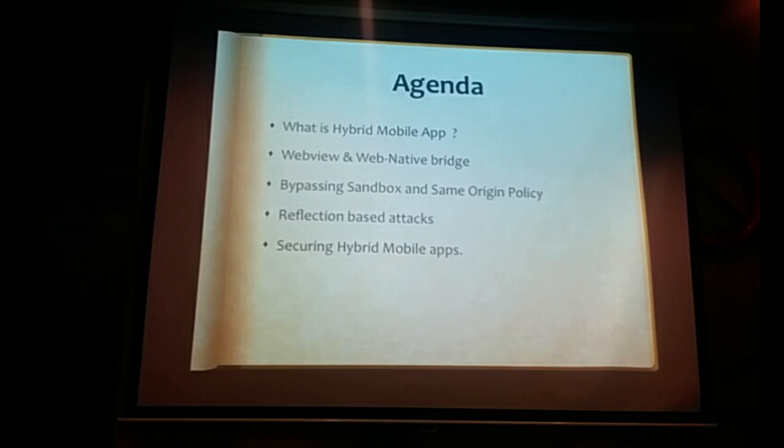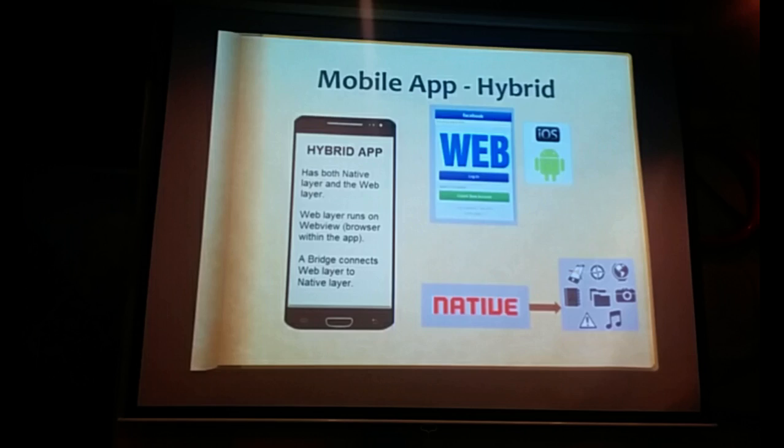Okay, so what is a hybrid mobile application? A hybrid mobile application has two components. One is the web component, the other one is the native component. The native component is the one which is coded using C, C++, assembly, etc. and you write it using Android NDK or SDK. You can also write it in Java. This native component has access to all the APIs in order to access the system resources, which means that this code can access the file system, GPS, cameras, etc.